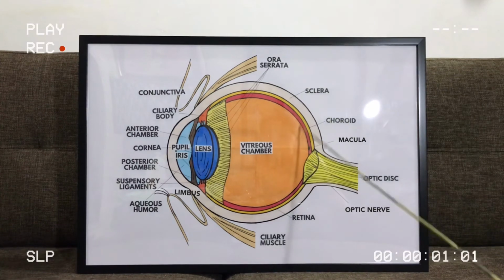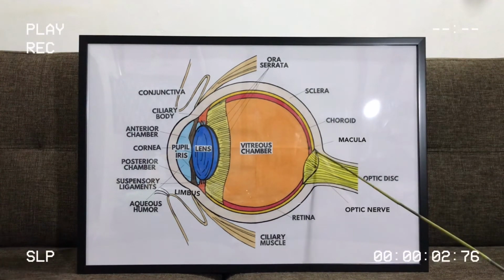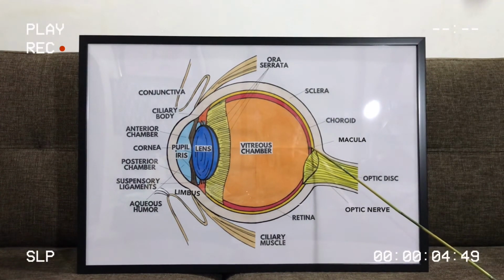Now we'll move on to this side where the macula is found. The macula, or macula lutea, is part of the retina at the back of the eye that produces even sharper vision with its rods and cones. The fovea, or fovea centralis, is the pit inside the macula with only cones, so vision can be at its sharpest.